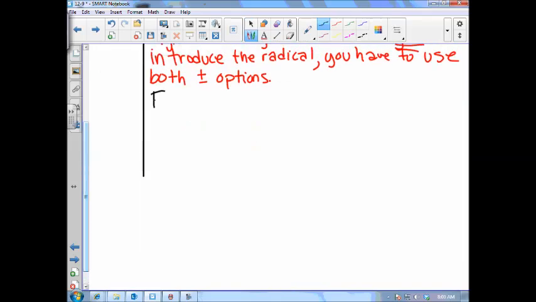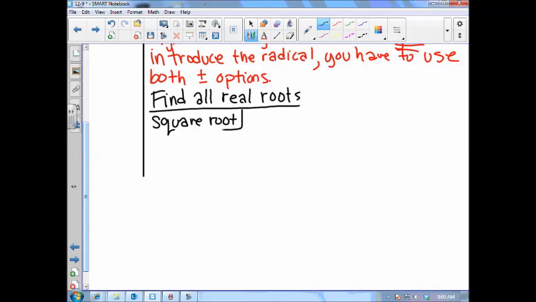Okay, for our first examples, we're going to find all real roots starting with taking a square root. Find all the real roots. Are real roots allowed to be imaginaries? No, that defeats the purpose. If it's real, then it's not imaginary. Okay, so example 1. Find all real roots of 81 using the square root.